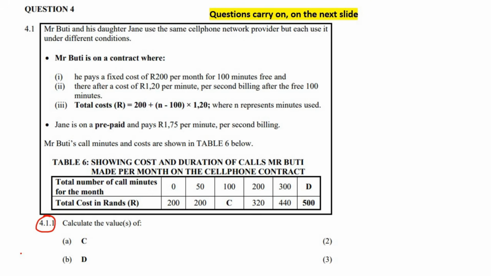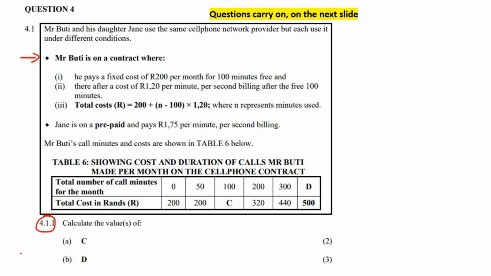Mr. Booty and his daughter Jane use the same cell phone network provider, but they use it under different conditions. Mr. Booty is on a contract where he pays a fixed cost of 200 Rand per month, and he gets 100 minutes for free. After that, if he needs even more, then he pays R1.20 per minute after the first free 100 minutes.